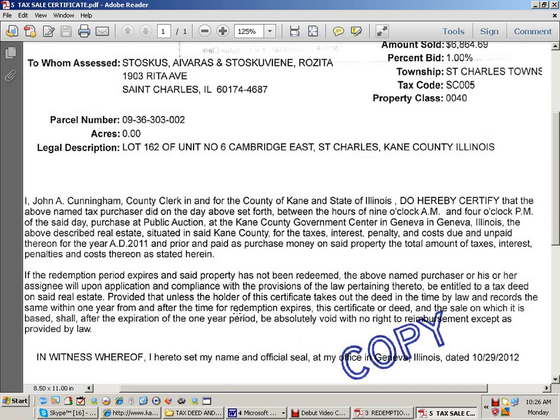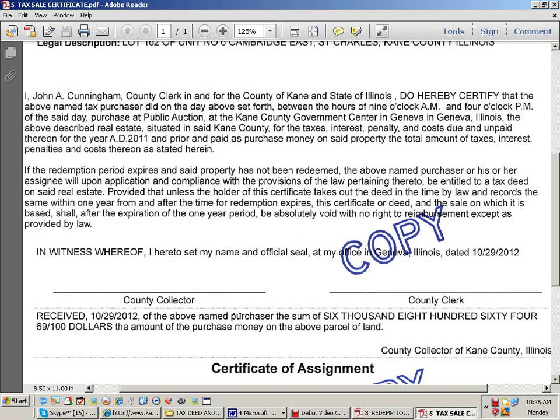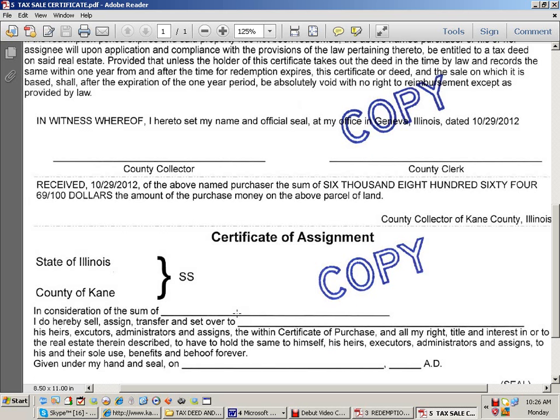Okay? Right. But we get a little bit lower and nobody signed the thing. There's no seal from the county clerk. There's nothing from the county collector. Who's that, the county collector? Really, they use the name but they never say who the collector is.